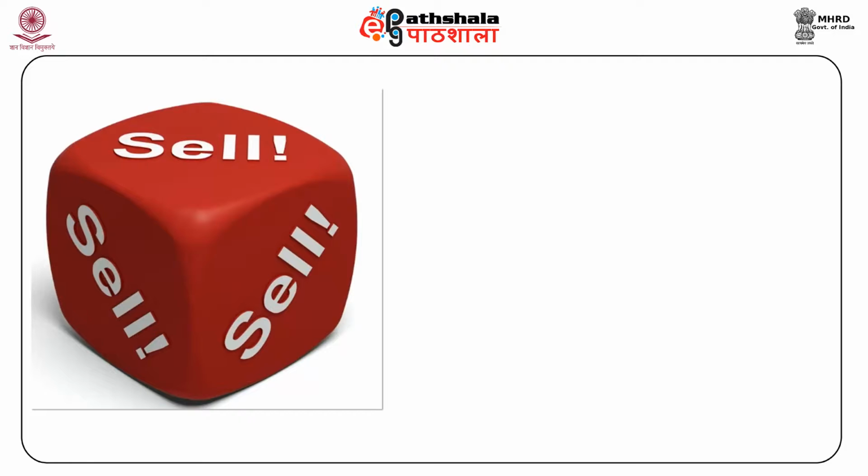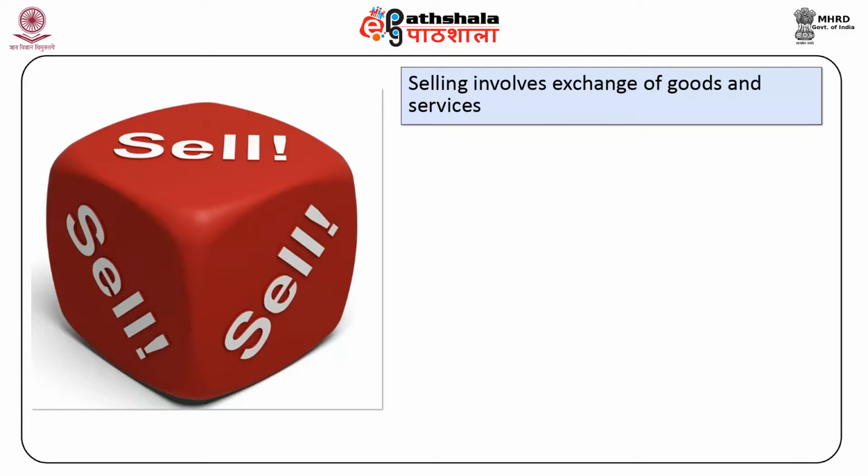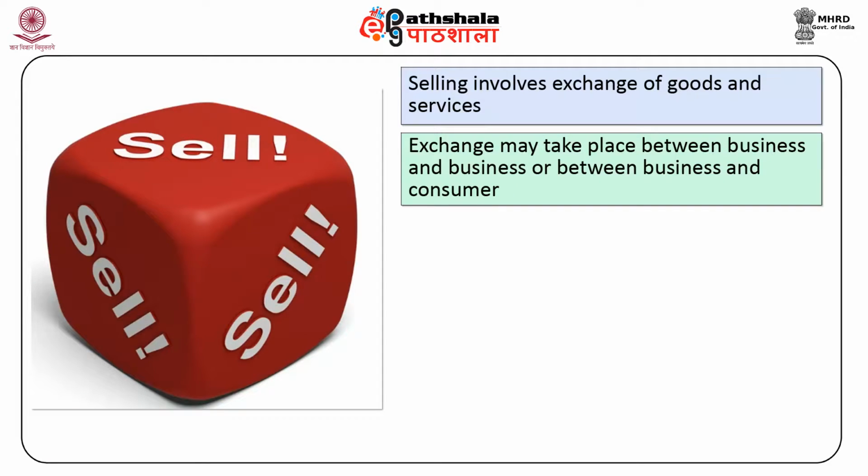Now we will look at types of selling. Selling involves exchange of goods and services. This exchange may take place between business and business or between business and consumer. In business to business selling, products are sold to a few business customers in bulk quantity for further production or resale, and the selling cycle spans a longer period of time.